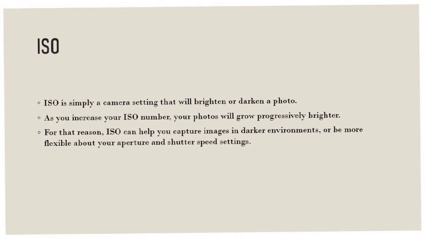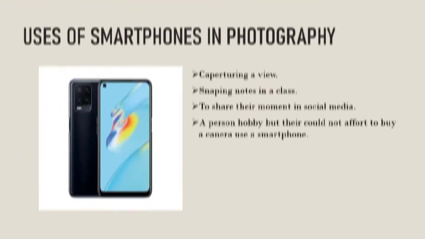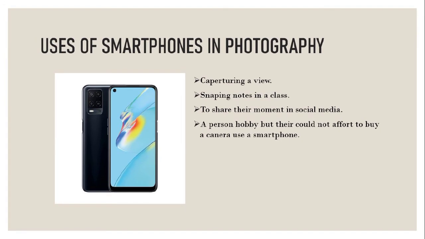Finally, we have ISO. ISO is simply a camera setting that will brighten or darken a photo. As you increase your ISO number, your photo will grow progressively brighter. For that reason, ISO can help you capture images in darker environments or be more flexible about your aperture and shutter speed settings.